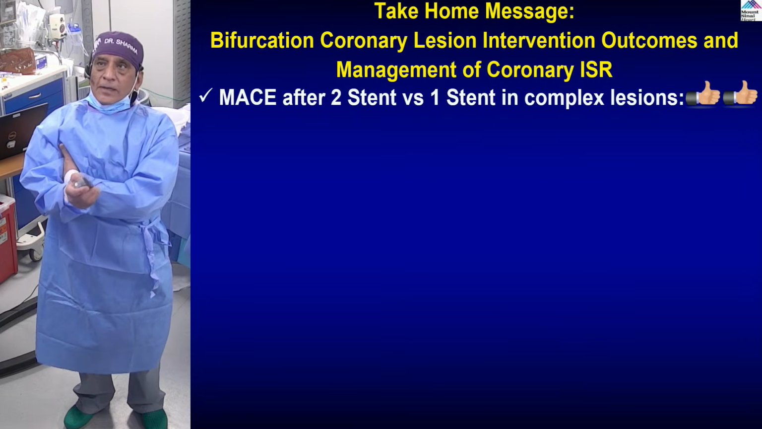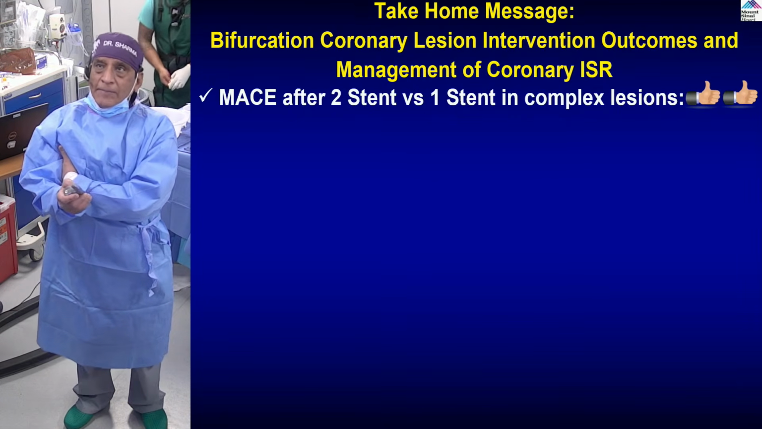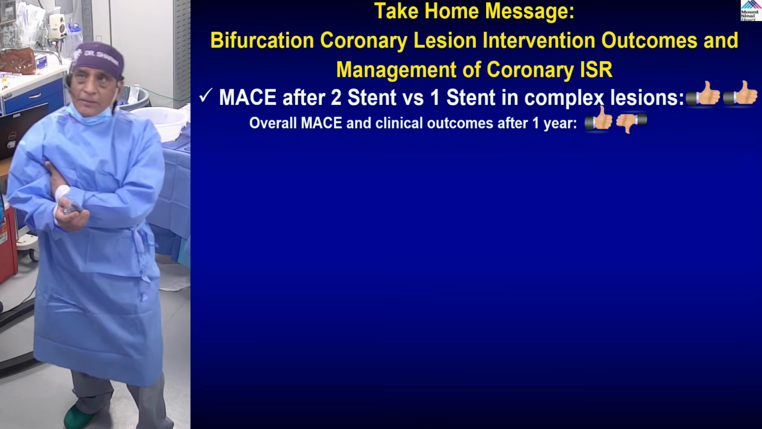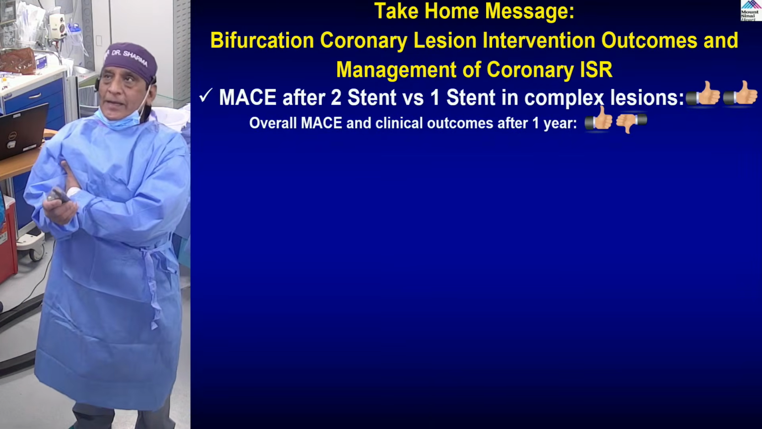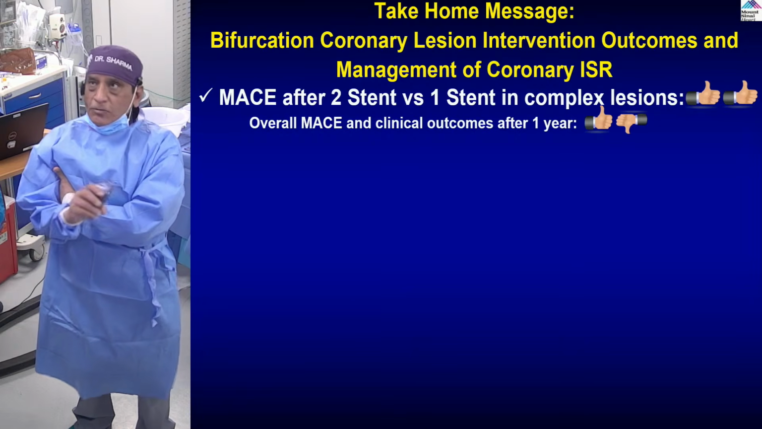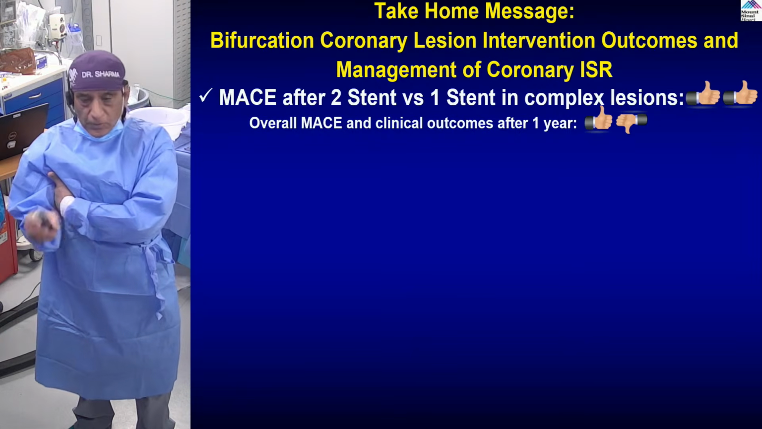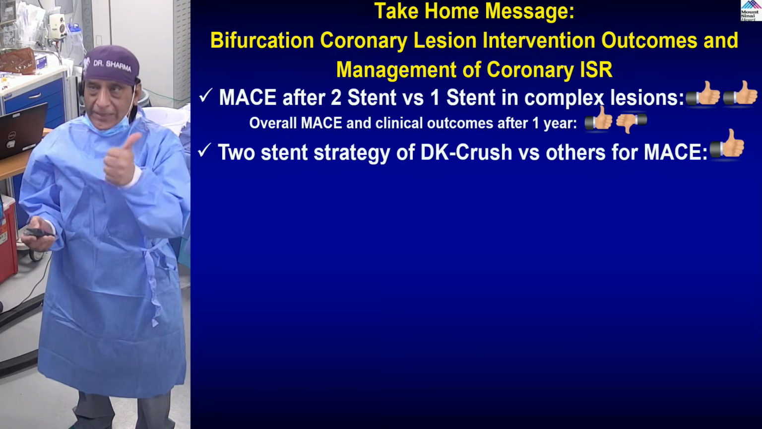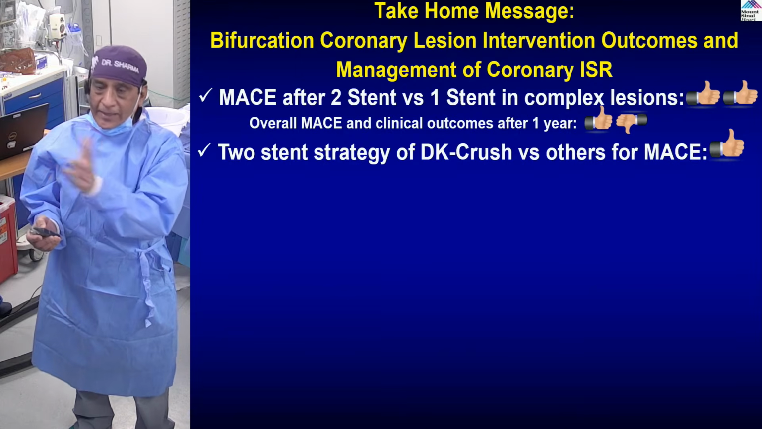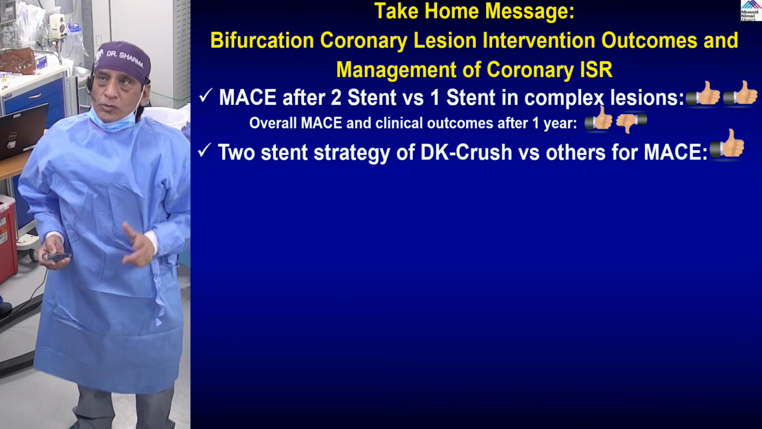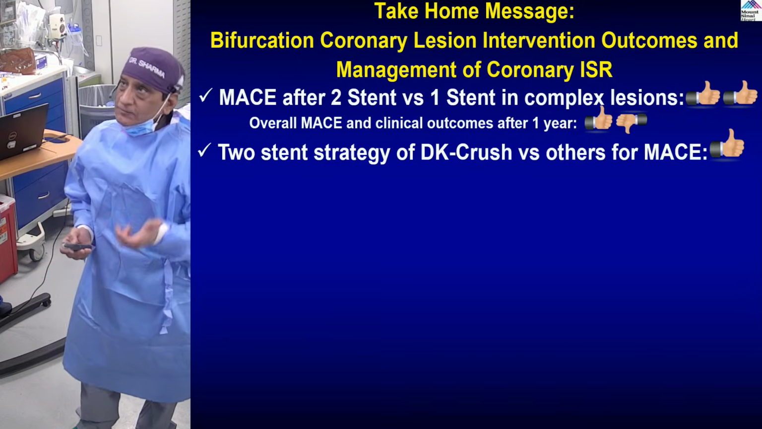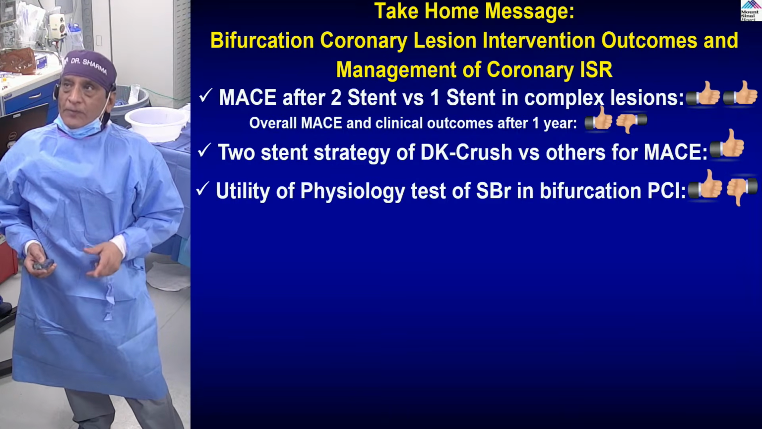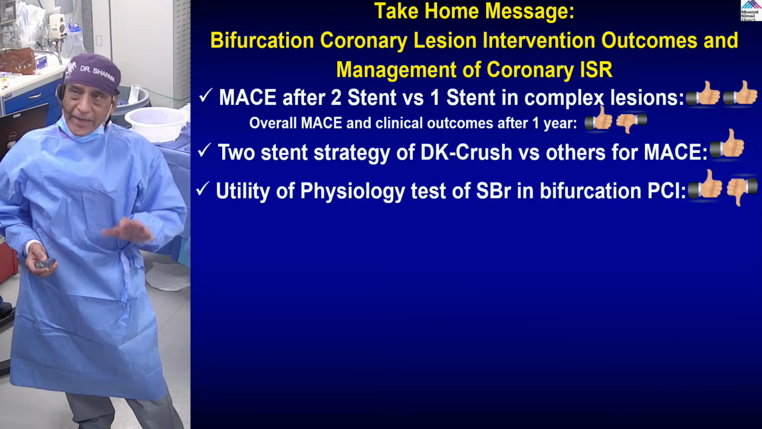So with that note, we come back to our take-home message. MACE after 2 stent versus 1 stent in complex lesion: the answer is yes, yes, yes. But we also learned overall MACE and clinical outcome after 1 year has nothing to do with the 2 stents. It's just that those patients have a bad outcome because they continue to have event rate. So 2 stent is good for 1 year, not any additional benefit after 1 year. Second, 2 stent strategy of DK crush versus others for MACE, thumbs up. Then utility of physiology testing of the side branch in bifurcation PCI, questionable.